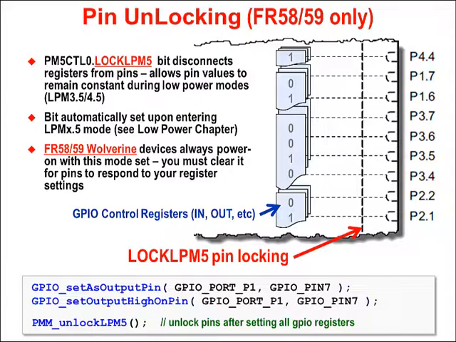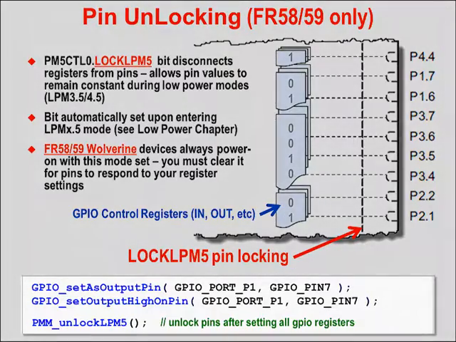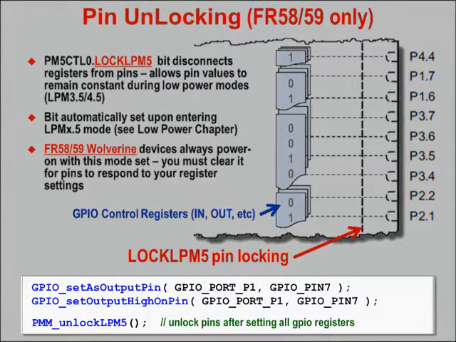Now when we come out of reset, you can do anything you want to the registers, but until you unlock those pins, the values aren't going to change. So that's what we're kind of showing below on these FR5969 when we do those lab exercises. If you're working with that board, and when you're all done setting it up, you want to call this PMM unlock LPM5. And once you've done that, then the pins will respond to the values you've set up in the GPIO registers.